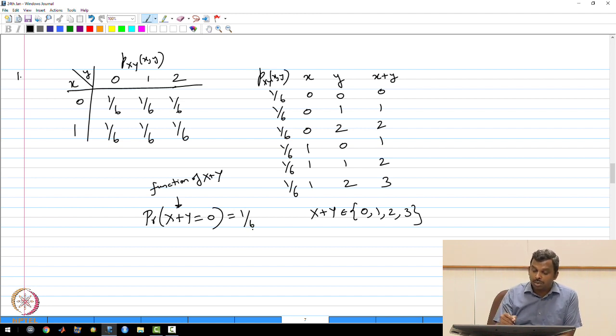So in fact, from this table, what do you read out? You can see that this probability is actually the same as the probability that x equals 0, comma y equals 0, and that is 1 by 6. Okay, quite easy, straightforward.